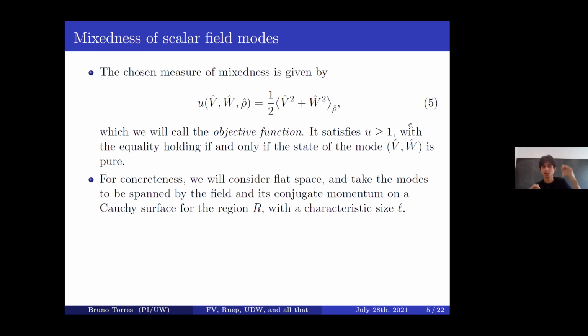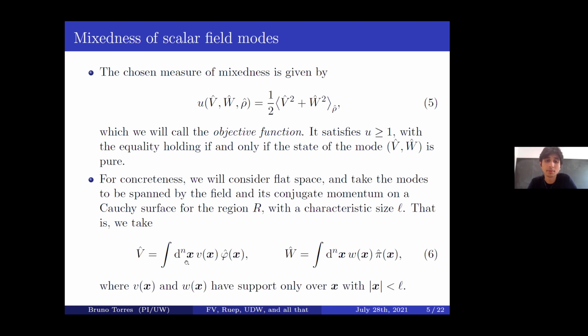Now, just for concreteness, to show the constructive proof that we're going to be talking about, we will take the case of flat space, and we will write the modes as spanned by the field and conjugate momentum on a Cauchy surface for the region R, instead of smearing also in time through the whole region R, which is something that you can always do by the time-slice property of the QFT. We're going to be labeling the characteristic size of the region by L. This is basically the spatial extension of the region, and it sets the scale for the spatial extension of the region of localization of the mode.